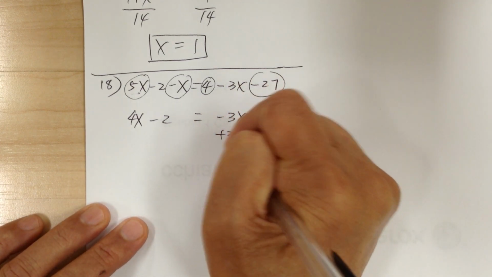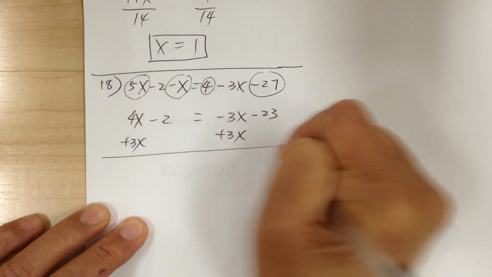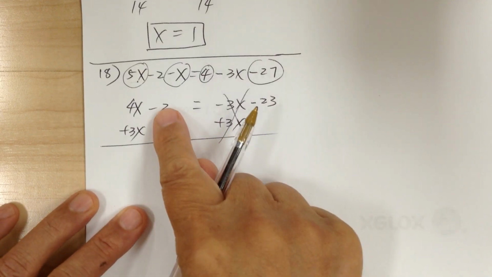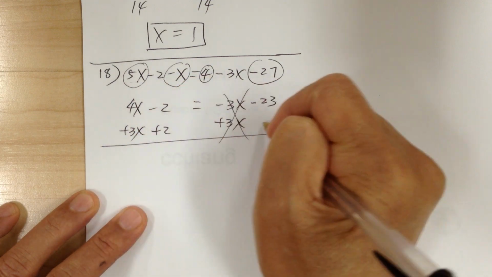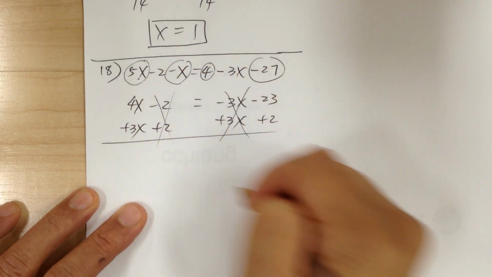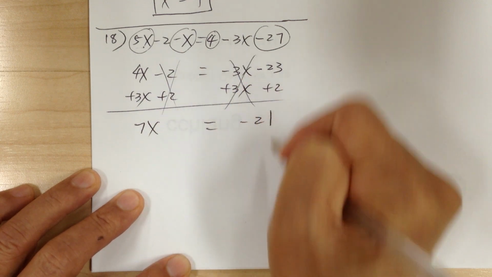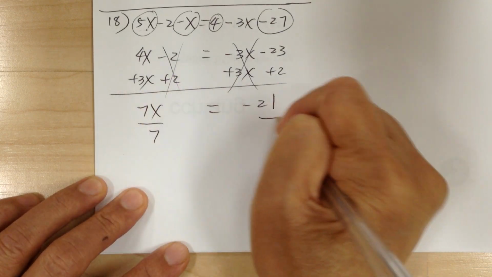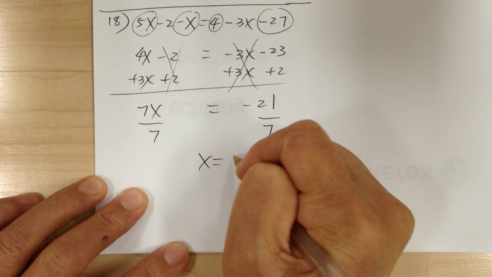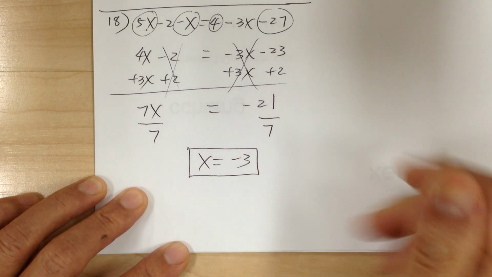So I'm going to plus 3x on both sides, so that this will be gone. And I'm going to move this to this side by adding the 2 on both sides, so that this will be gone, right? So I got 7x is equal to negative 21. Then I divide by 7, so I get x equal to negative 3.